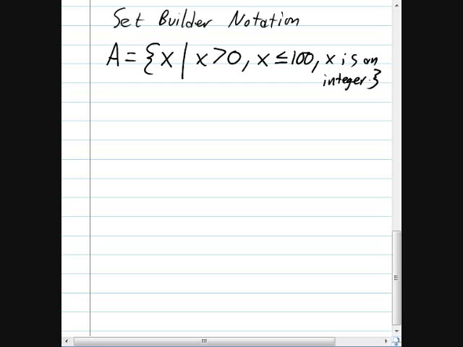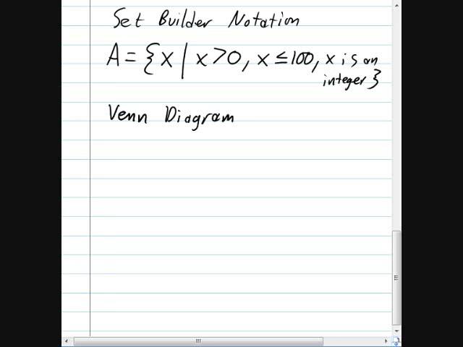I've just defined the set A to be the set of all integers that are greater than 0, so starting with 1, and are less than or equal to 100, so ending with 100. Notice this is a lot more convenient than listing out the numbers 1 through 100.